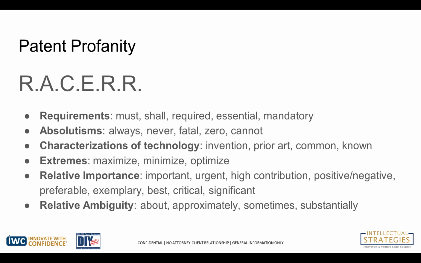The next type of patent profanity is relative importance. And this one's not as bad probably as the others, but I still try to avoid it. These are trigger words where I say, is there a different way I could describe what my invention does without trying to say that something is important or more important than something else, or it's got a higher contribution level, or it's positive or negative? We don't want to infer good or bad or judgmental types of things into our patent application. That doesn't help us. So we want to be very methodical and stoic about what we're describing.